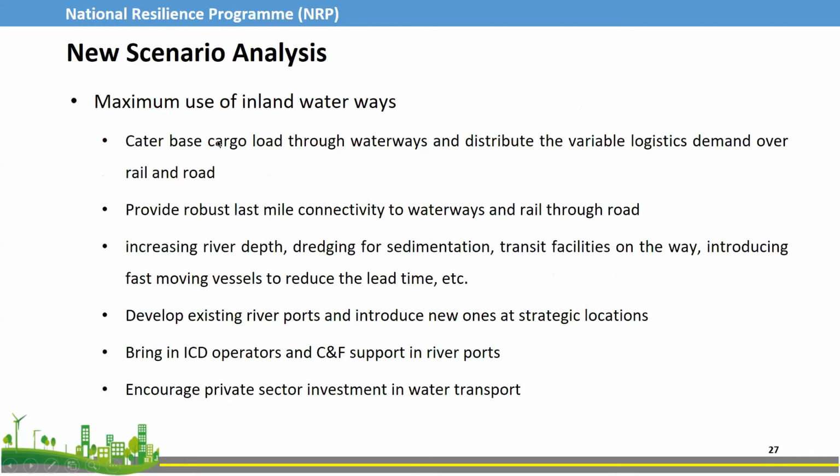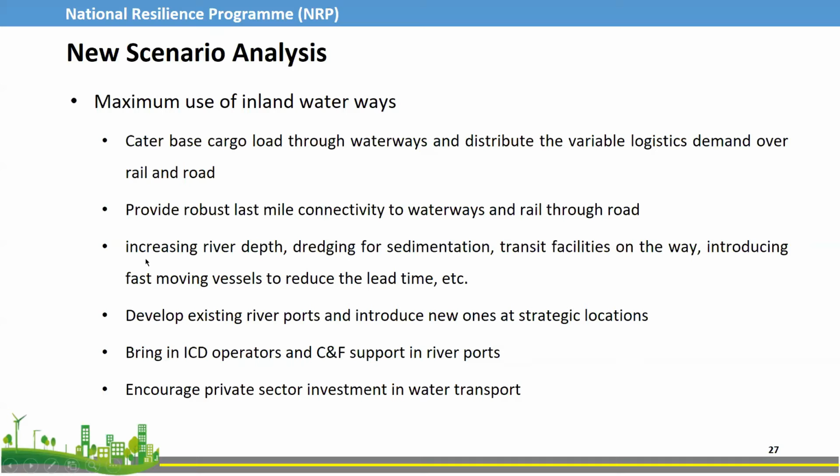And the scenarios that we propose, which we have analyzed and you will see the results soon, are like maximum use of inland waterways. We have analyzed the monthly demand for the RMG sector, and the base demand, the minimum demand that is there from January to December, we propose can be served by the waterways. And then we need to provide robust last mile connectivity to waterways and railway through roads, because the connectivity from the factory to these railway stations and waterports has to be very strong.